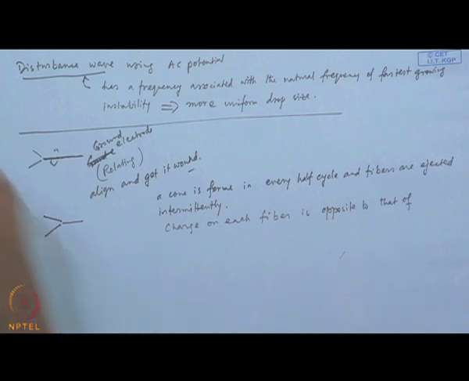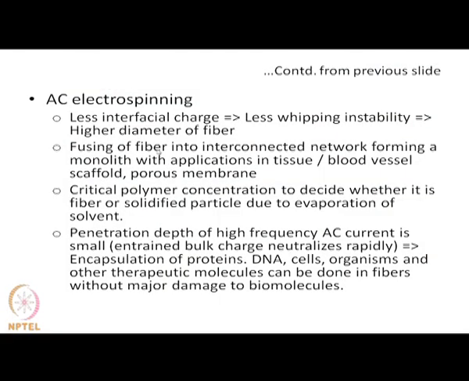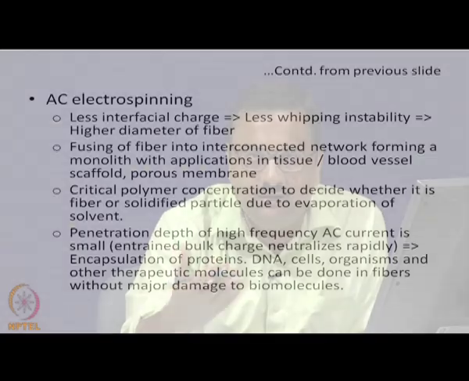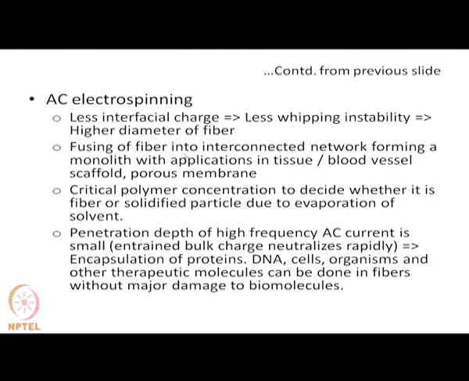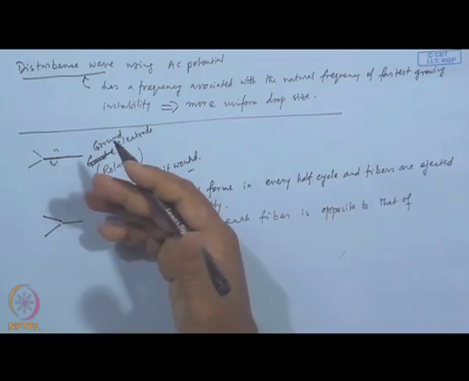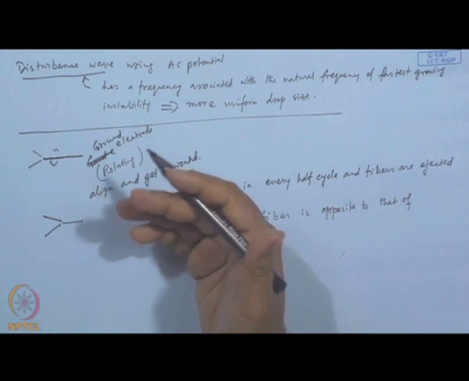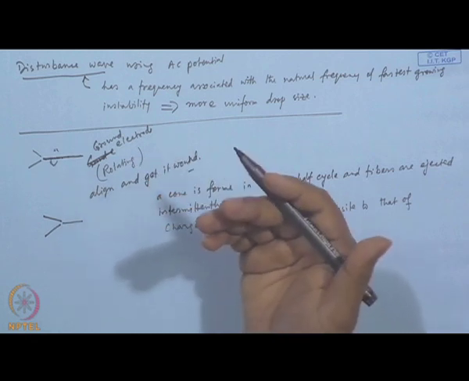So then there would be more fusing of fibers. Earlier, in case of DC electrospinning, we were talking about winding the fiber on something, holding it and aligning it the way we want. But here what will happen is the fusing of fibers into an interconnected network, forming a monolith with applications in tissue, blood vessel, scaffold, and porous membrane. These fibers are of opposite charge, so they are more prone to forming an interconnected network.